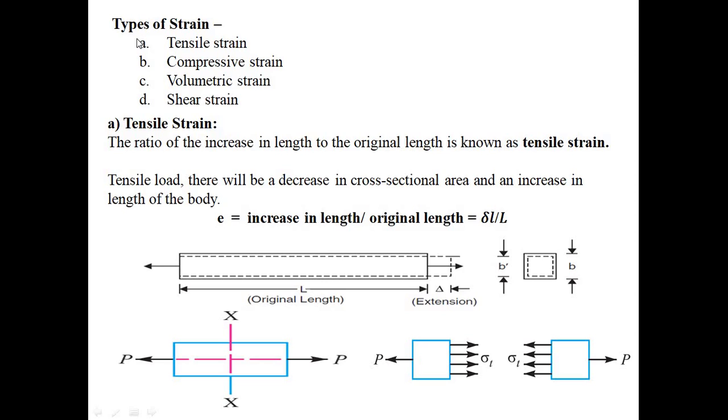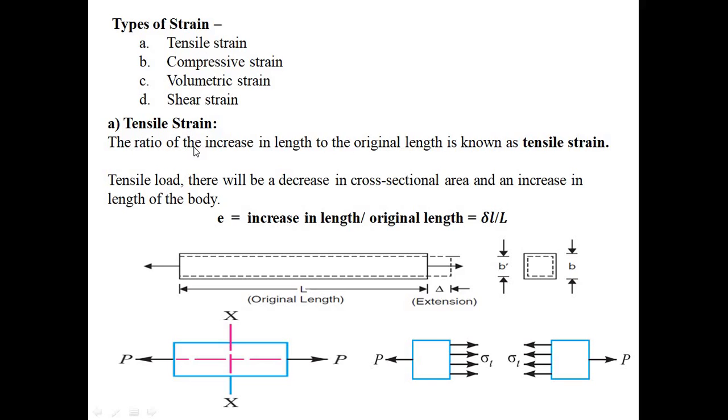So we have seen what is strain. Now we'll see what are the types of strain. Strain is classified into different types. First is tensile strain, second is compressive strain, third one is volumetric strain, and fourth one is shear strain. One by one we'll discuss in detail. First we'll see what is meant by tensile strain.